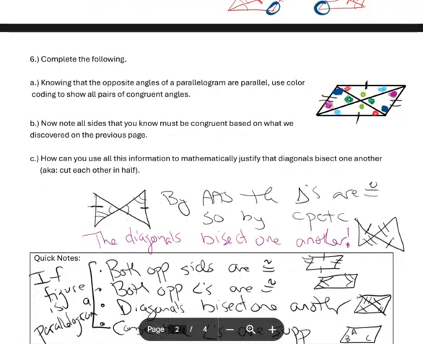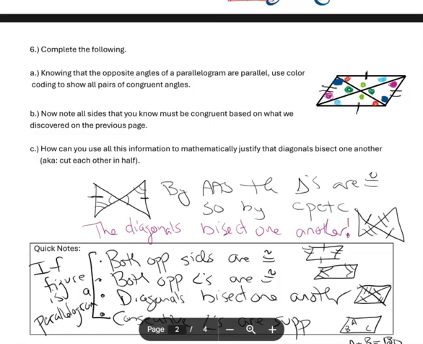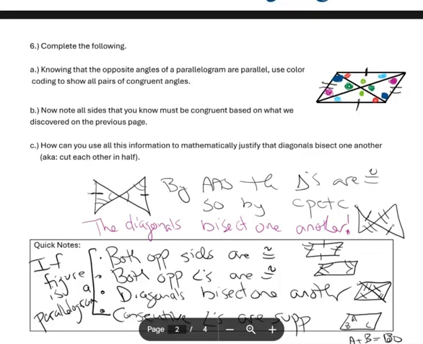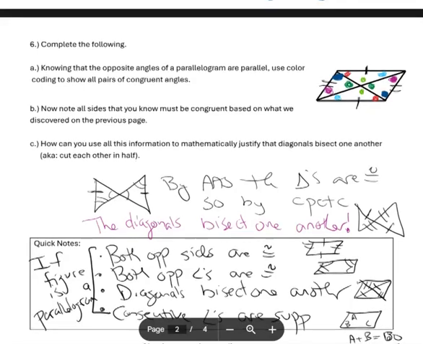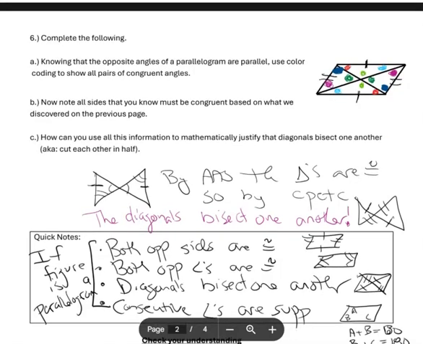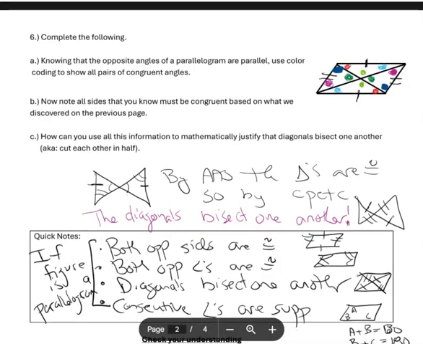Now that we have that, how can you use all this information to mathematically justify that the diagonals bisect one another? Well, if you just look at the left triangle and the right triangle, you have two angles and then a side, so by AAS, those two triangles must be congruent. And if those two triangles are congruent by AAS, then you know that their parts are congruent, which basically means the diagonals are going to cut each other in half because the different parts are congruent.